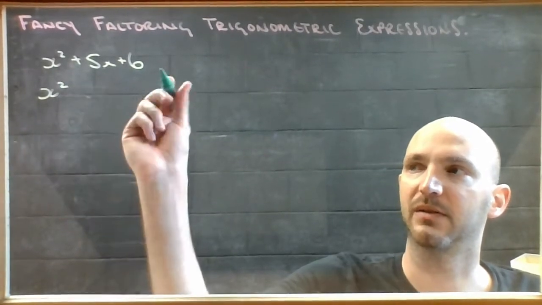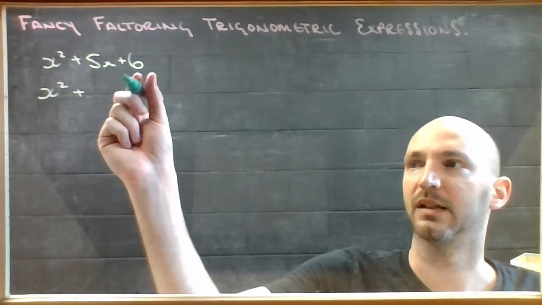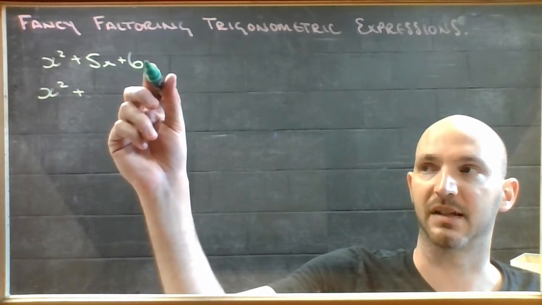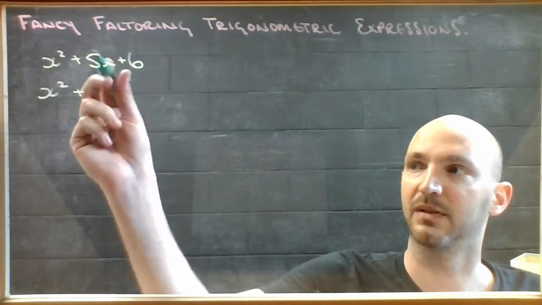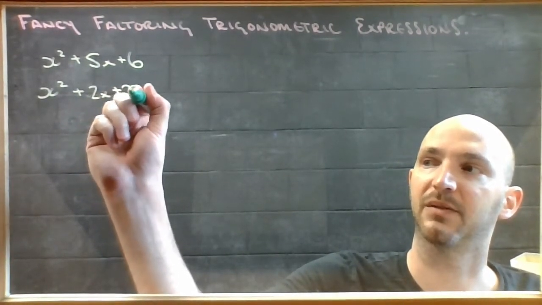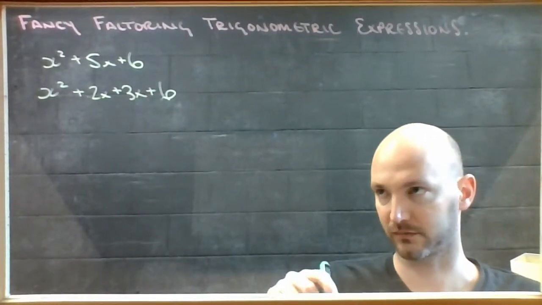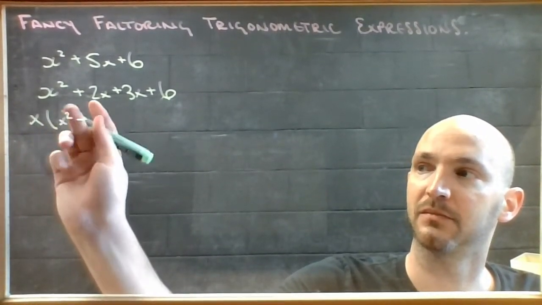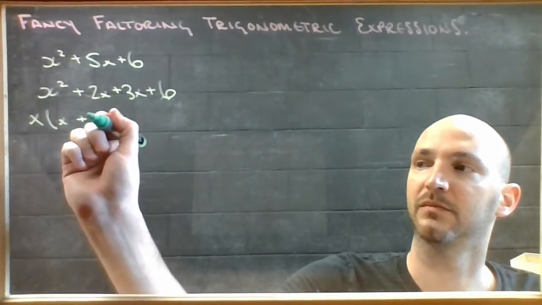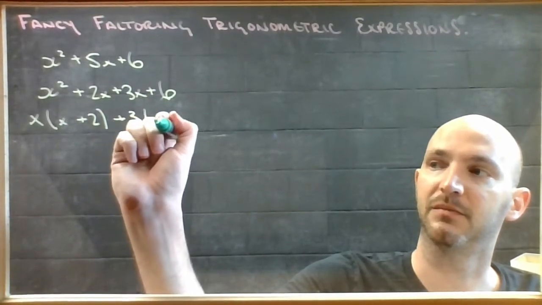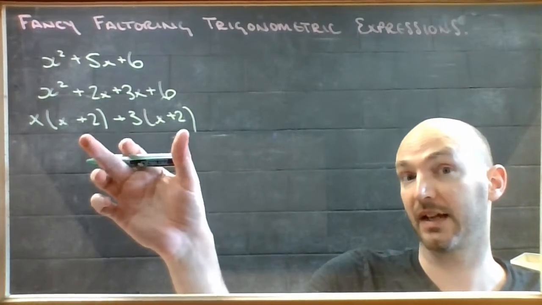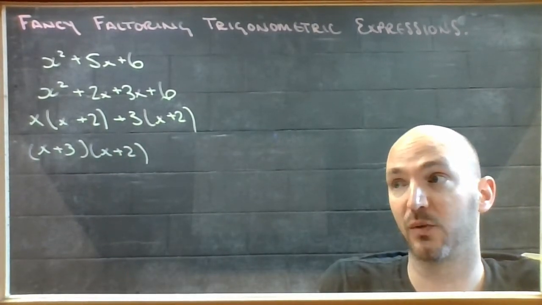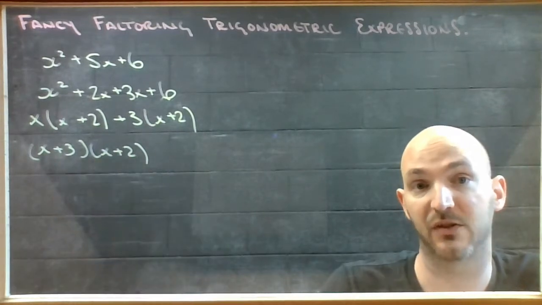So if I do x squared plus, let's see, 2 times 3 is 6, and 2 plus 3 is 5. So that would be x squared plus 2x plus 3x plus 6. Notice that these two terms both have an x in them. So if I factor that out, and these both have a 3 in them, and then these both have an x plus 2, then I've split that trinomial into two binomials that if you did the expansion, it would give you the same thing.